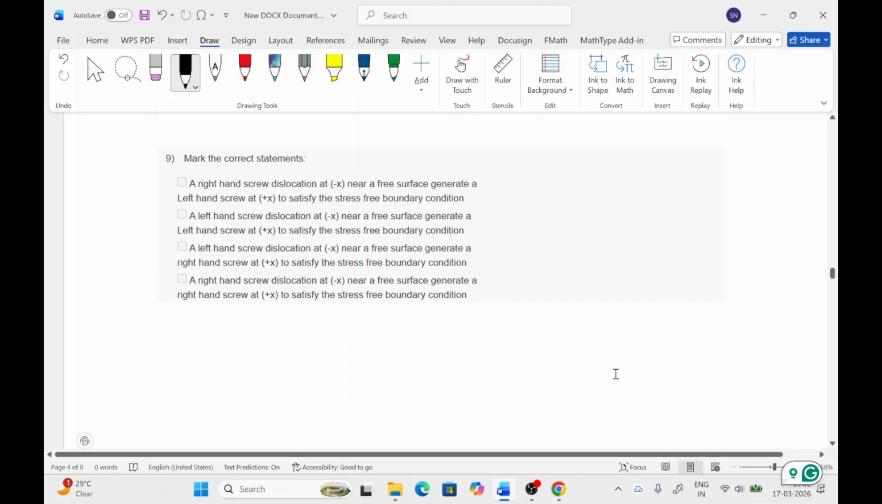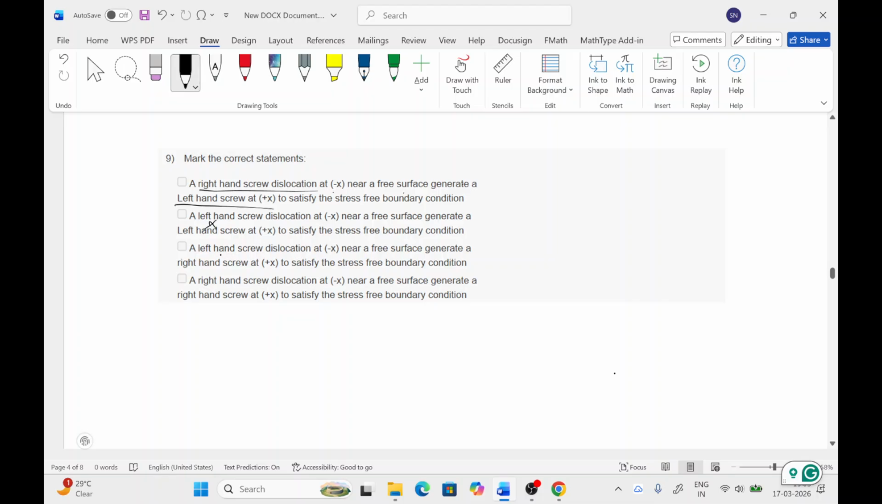We have given that a right hand screw dislocation at negative x nearest a free surface generates a left hand screw at positive x to satisfy the stress-free boundary condition. So it is correct, means right hand screw dislocation will generate left hand screw dislocation. And the second option says a left hand screw dislocation near a free surface generates left hand screw. So it is wrong.